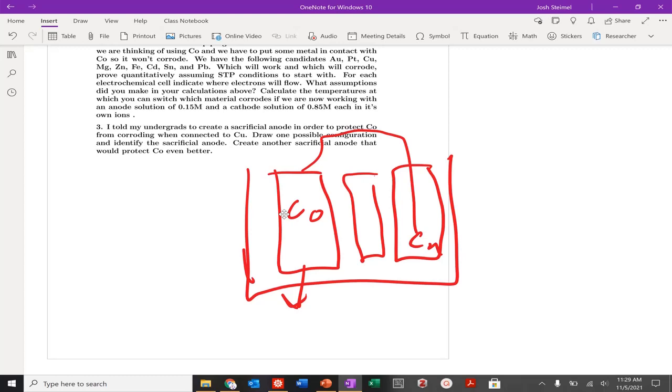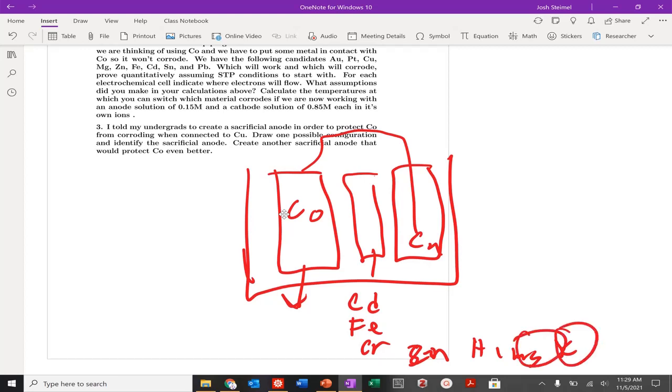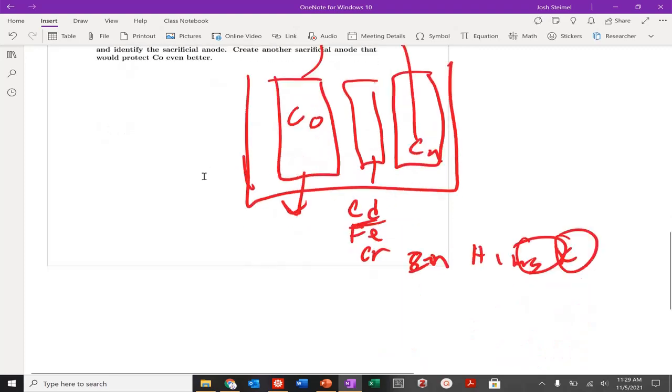So if I look at cobalt, I could put anything in between here for cobalt and copper. I could do Cd, that would not be really effective. Fe, Cr, Zn, Al, Mg, and even potassium. So these would be my ideal candidates here. This would not be the most effective, but it'll still work. So anything that has a lower electronegativity than cobalt. That's it.